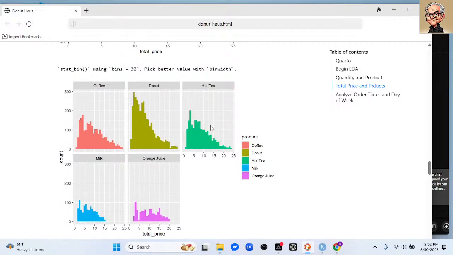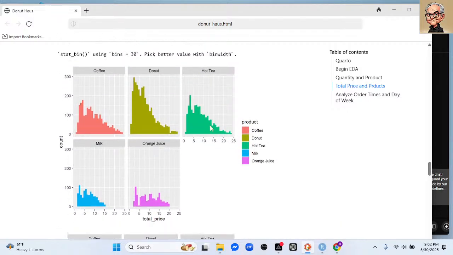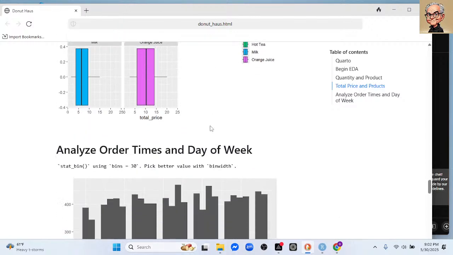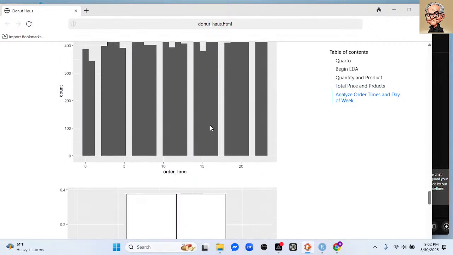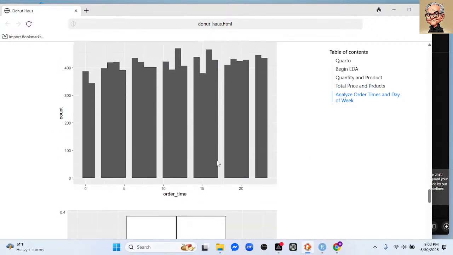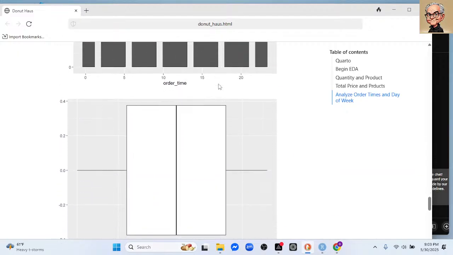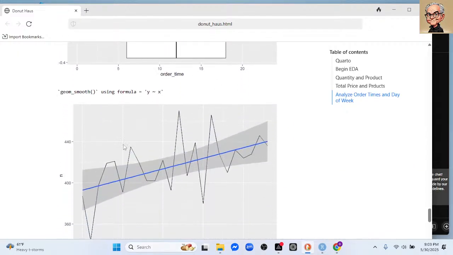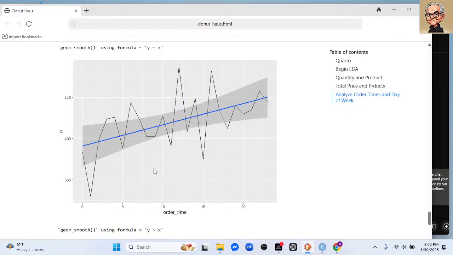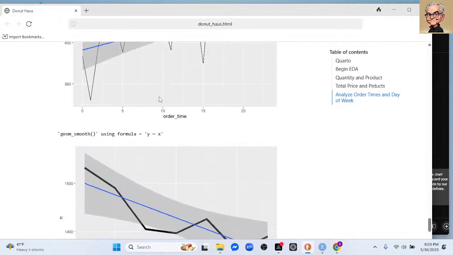All right. Individual histograms for each product. Again, individual box plots. This is days of the week. This is the hour of the day in which the orders took place. You can see actually that the orders are pretty well distributed, although there is a slight increase as we go towards the middle of the day. Okay, and a nice big box plot. So this would be the order time. You can see as the day goes on, the orders increase.